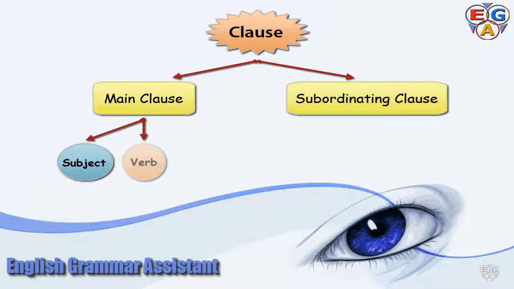The main clause consists primarily of subject and verb as main parts, and it can be formed according to one of the 17 different configurations we described in the previous video. It must also express a complete idea.